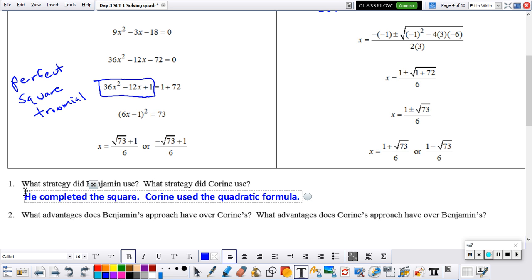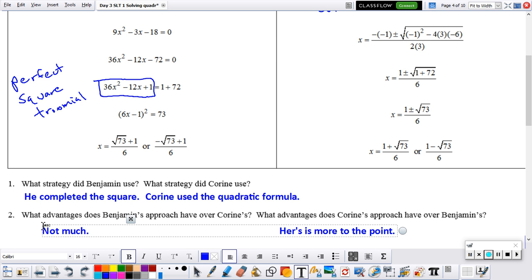All right, so what advantages did Benjamin's approach have over Corinne's? Well, guys, you're gonna like this answer. There is not much. There's really no advantages that Benjamin's strategy has over Corinne's, but what advantage does Corinne's have over Benjamin? Hers is more to the point. And we're going to start to notice that when we have a situation that is not 1x squared and doesn't factor nicely, that's going to be a quadratic formula problem.